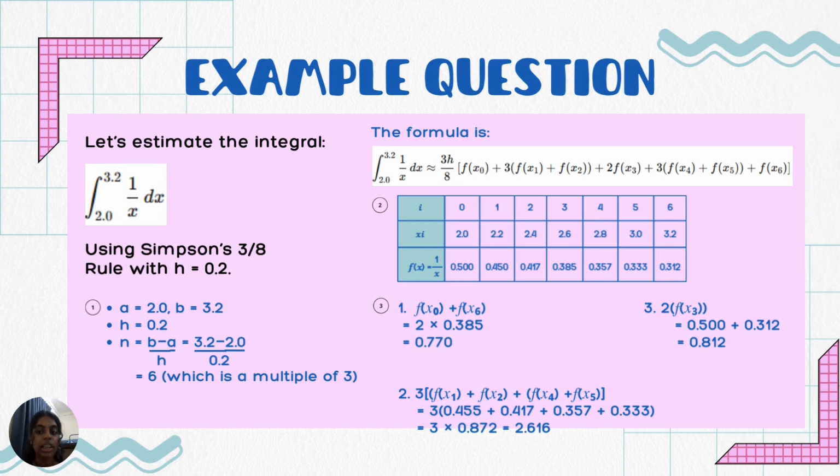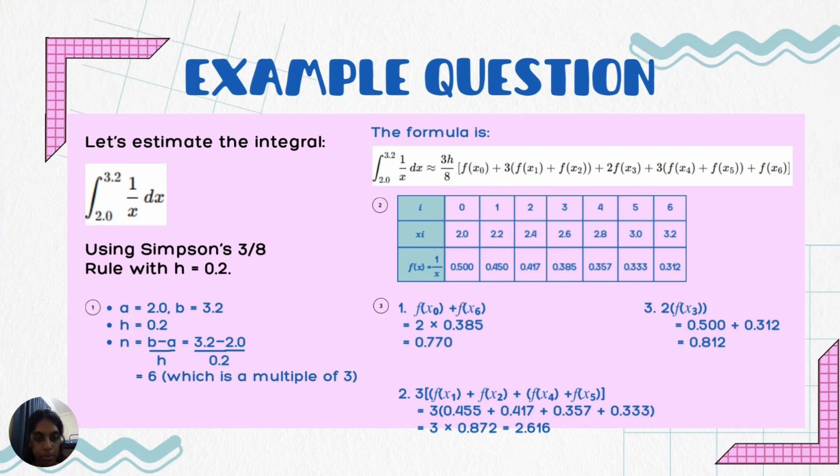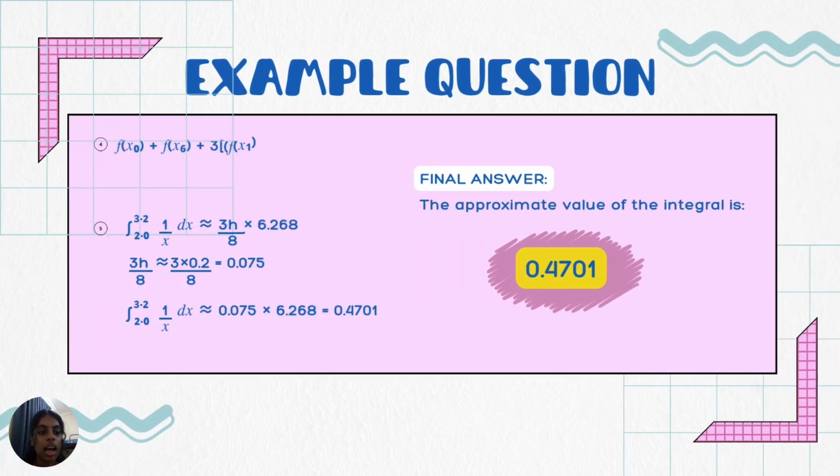Moving on to step 2, identify the xi values and calculate f(xi) by substituting the x value into 1 over x. Step 3, organize the terms for substitution. Substitute these into the formula step by step. 3 times f(x1) plus f(x2) plus f(x4) plus f(x5) is multiplied by 3 as they are intermediate points, while f(x3) is multiplied by 2 as it is a multiple of 3.